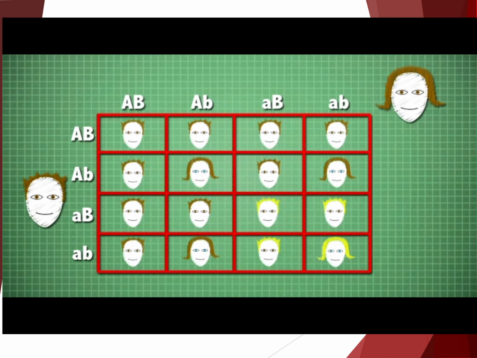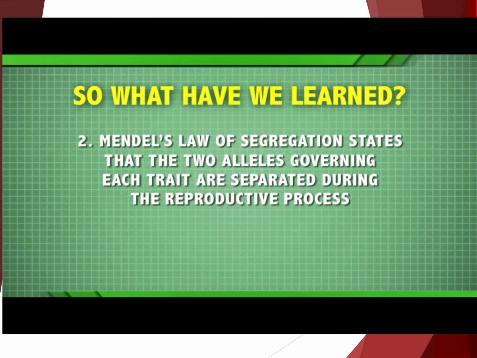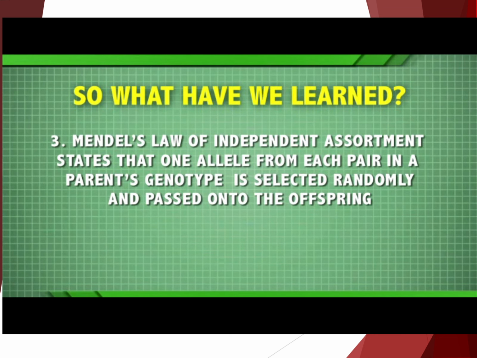So what have we learned? Gregor Mendel is known as the father of genetics because he was the first person to successfully study heredity, or the passing of traits from parent to offspring, and his studies laid the foundation for modern genetics. Mendel's law of segregation states that during fertilization, alleles randomly pair to produce 4 possible combinations. Mendel's law of independent assortment states that genes for different traits are inherited independently of each other.